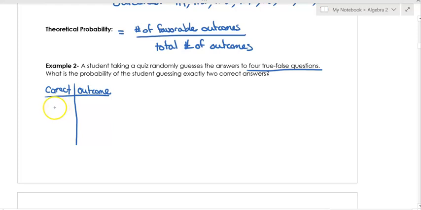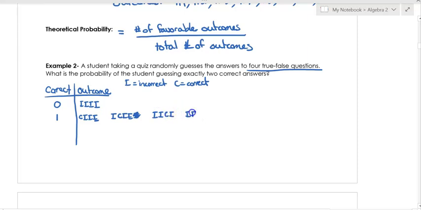If they got 0 correct, that means they would get each one incorrect. I'm going to put I for incorrect. If we want to know how many ways they can get exactly one question correct, they could get question 1 correct and the others wrong. They could get question 2 correct, but all the others wrong. They could get question 3 correct, but miss all the others. And they could miss the first 3 and get number 4 right.